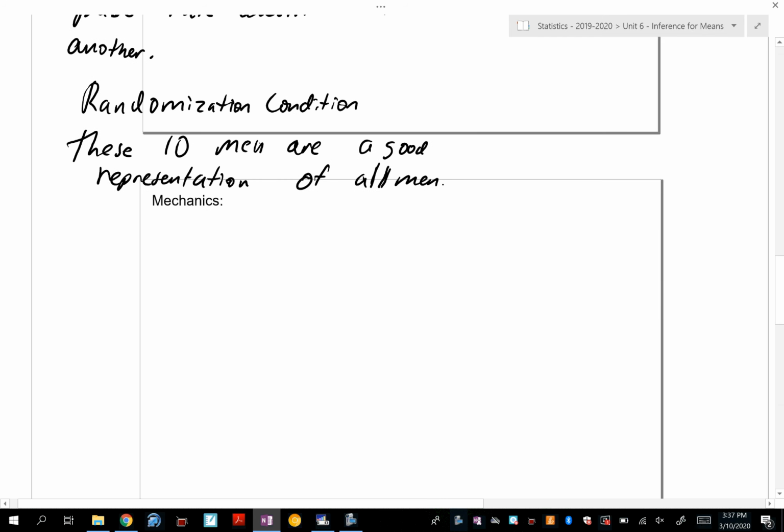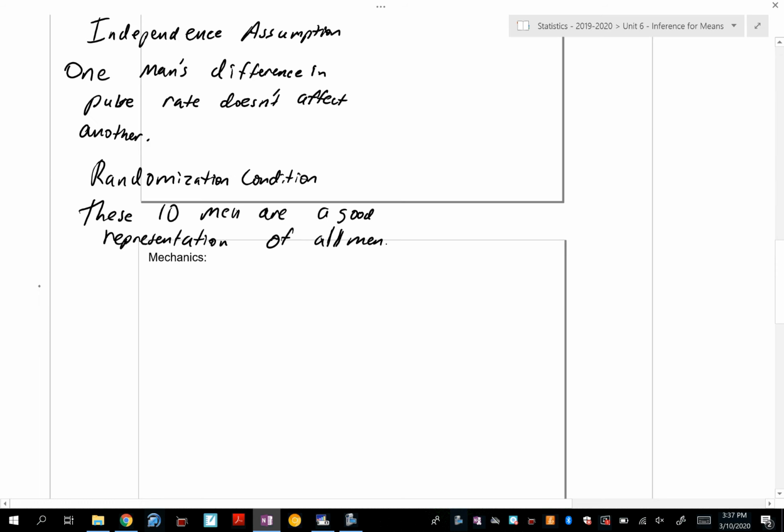Okay. The 10% condition. I'm sorry, Jarvis. Okay. The 10% condition. So this is a sample size of 10. So if you multiply it by 10, you get 100. All right, so we're asking ourselves, are these 10 men coming from a population that's more than 100 men?